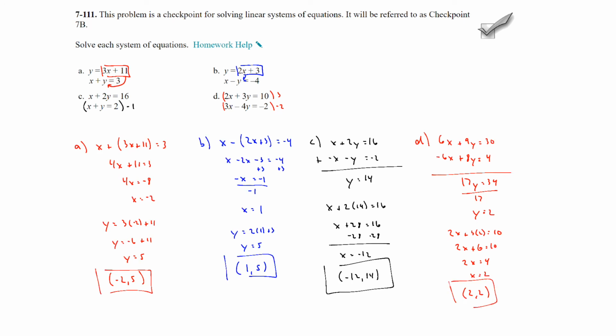And that's how you solve a system of equations. First two, A and B, are set up for substitution, and C and D are set up for elimination. And remember, if the problems are not set up this way, then you have to set them up so that you can solve using one of those two methods.